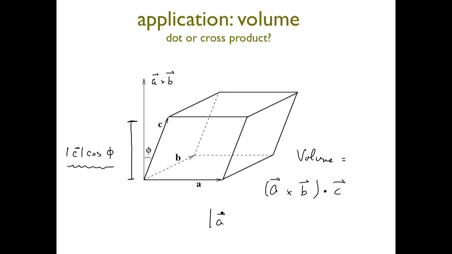So you could write it this way, and you can see it. Area of the base times the height. Right, because dot product is the product of the magnitudes to the degree they're in the same direction, which is cosine.